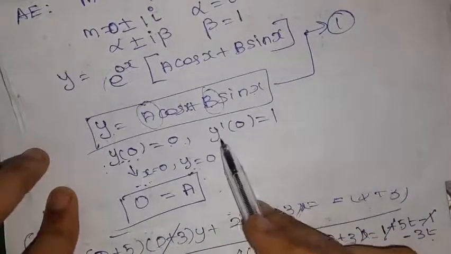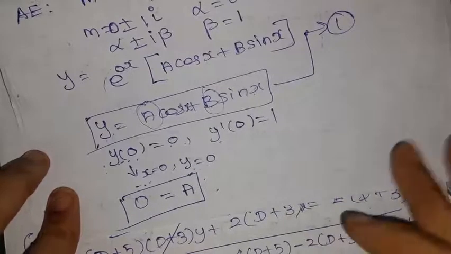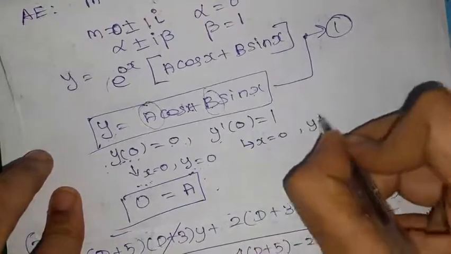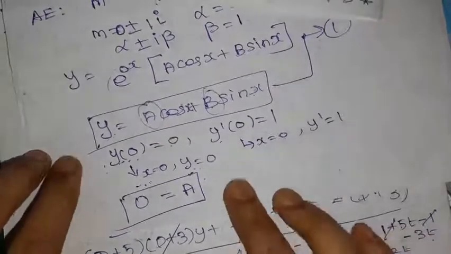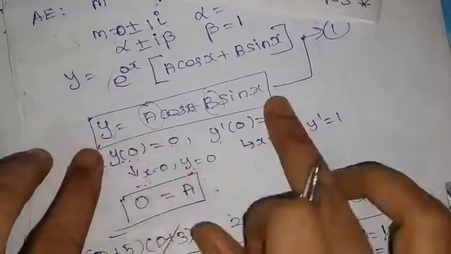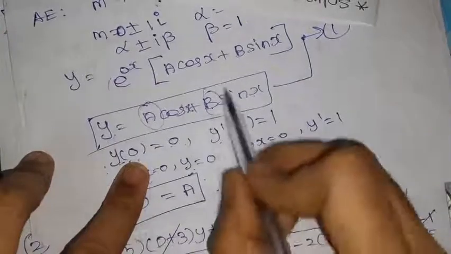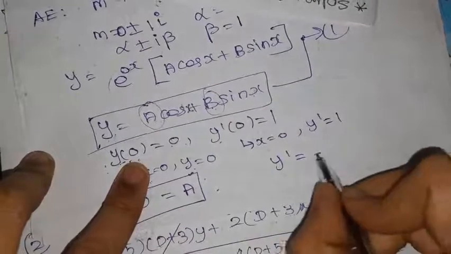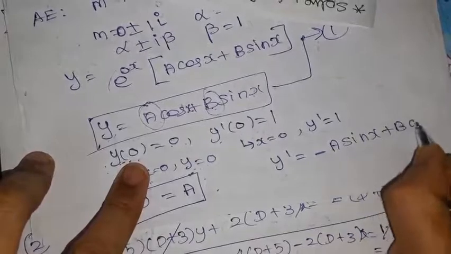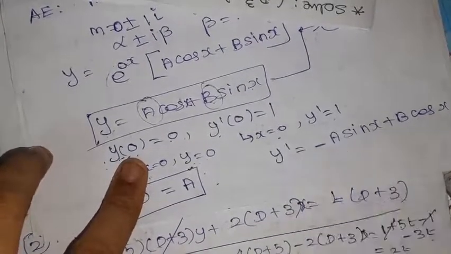Then what is given? Y dash of 0 equal to 1. Y dash of 0 means we need to find at x equal to 0, y dash value equal to 1. Now we need to find out the y dash. How can we find? Just differentiate this equation 1. So y dash equal to, whenever differentiating with respect to x, what we will get? Minus a sin x plus b cos x. Now substitute x equal to 0 and y dash equal to 1.